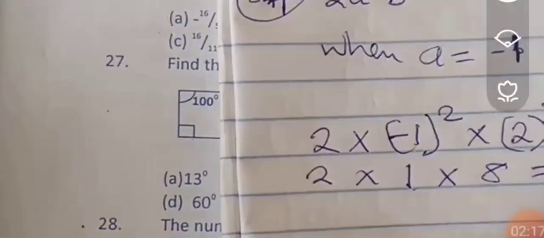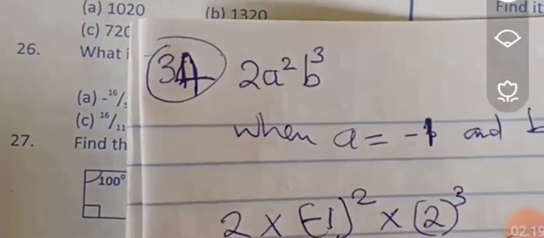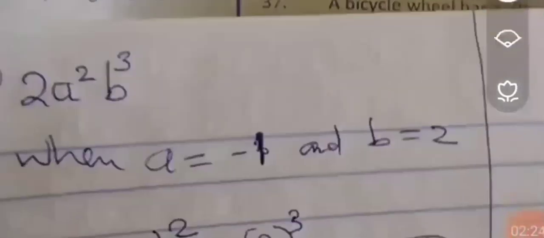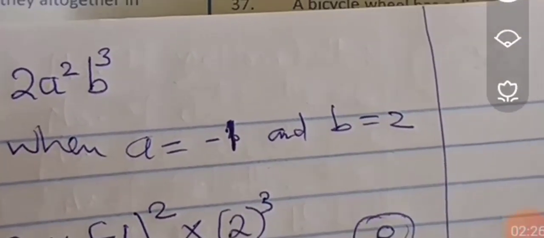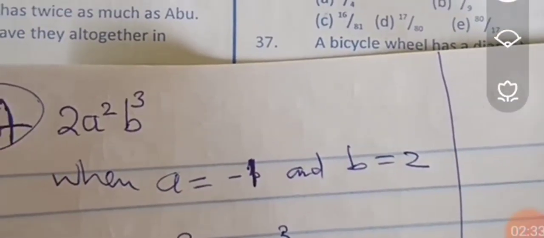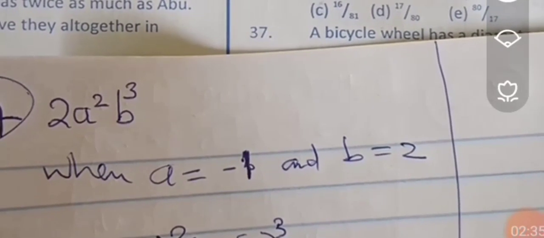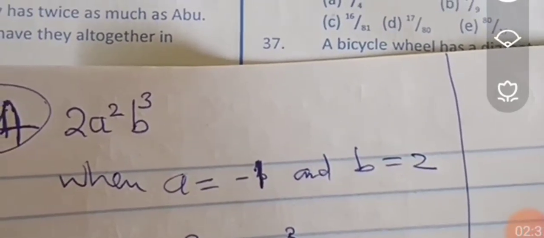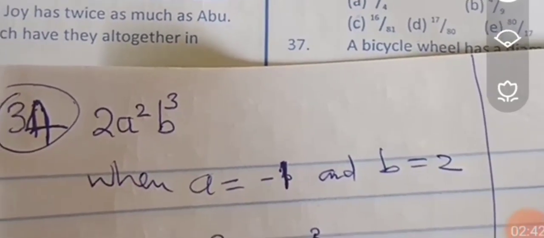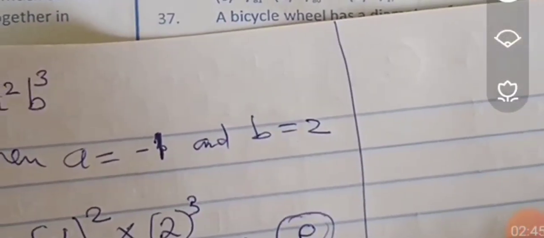So I've indicated that. Now the next question is number 35. The question says if y is equals to wx over 4, when w is equals to 20 and y is equals to 100, find the value of x.